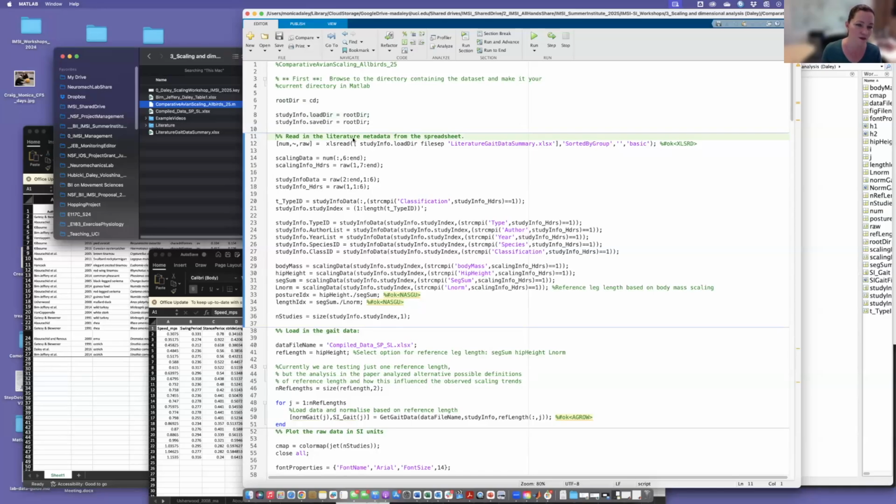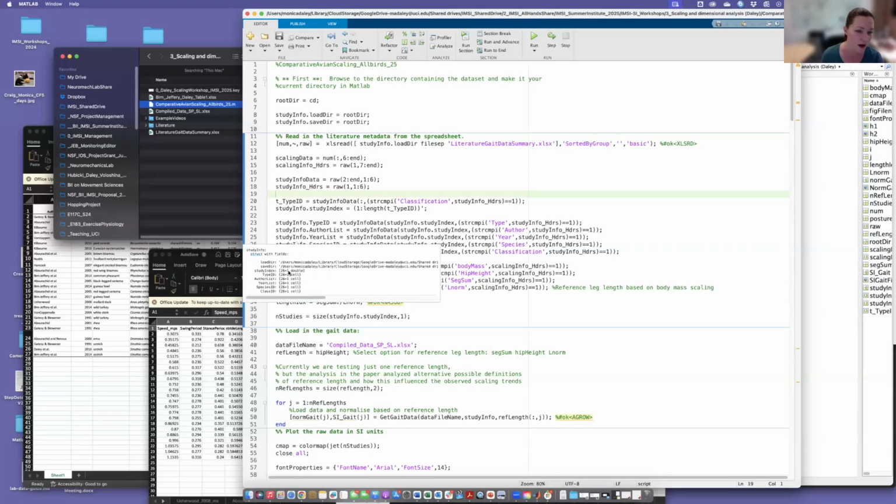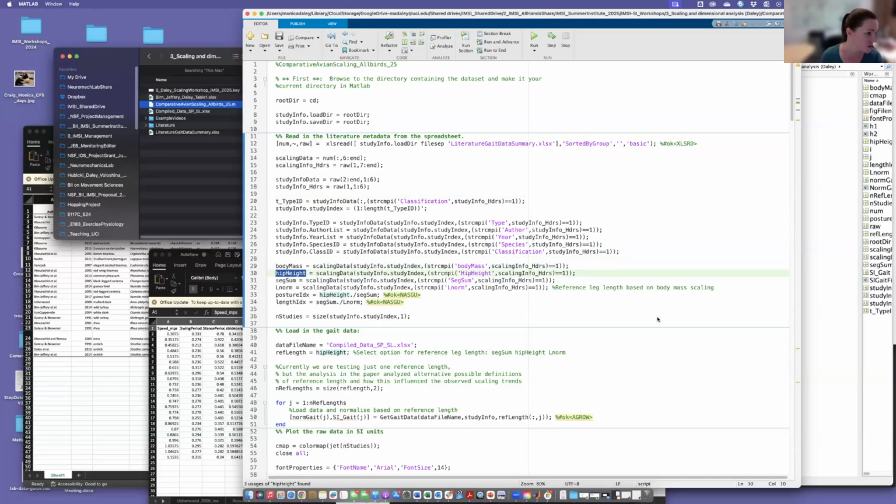And then I'm going to run the next section. I didn't have time to clean this up because I dug this out of the archives. But what this is doing is reading in the Excel file that has all of the literature gait data summary in a slightly different format than the nice clean data table I showed you. But it has the same basic data. Don't worry about the details of this part of the script, but basically it's loading in the metadata as well as body mass, hip height, and the other morphometric variables from the data set, okay?